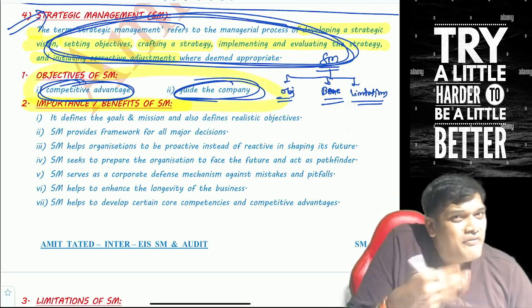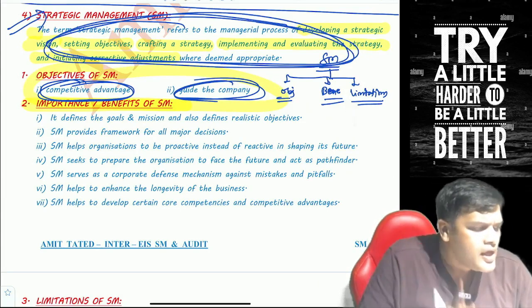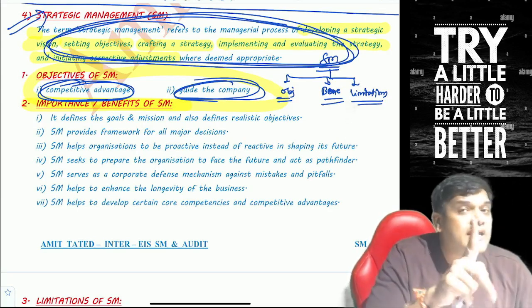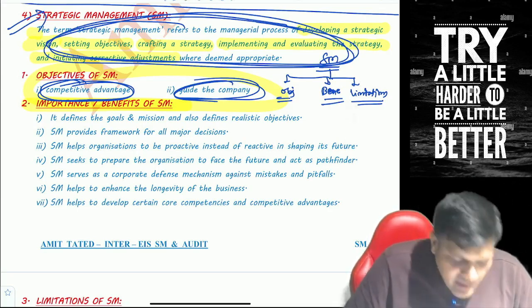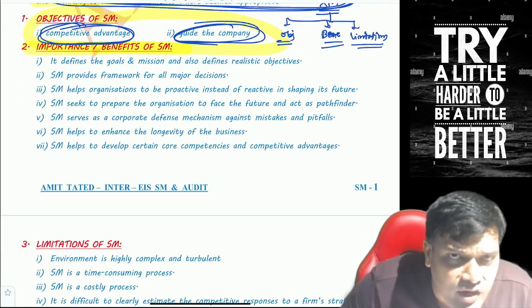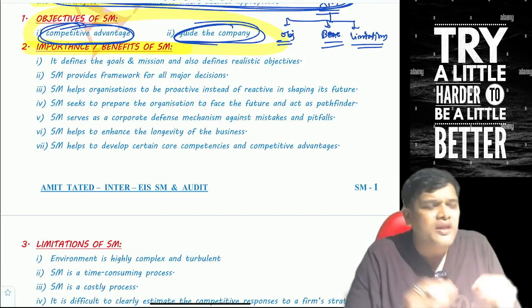One is having a competitive advantage, and second is to guide the company for the future uncertainty. Now the coming concept, the second point, is a very important question: the benefits of strategic management. When I'm discussing the benefits or importance of strategic management, what are the benefits? First point: tell me, what is the meaning of strategic management?